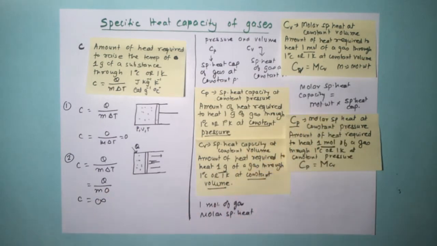In the next video on specific heat capacity of gases, we will discuss how Cp and Cv are related to each other, which one of them is larger, and we will also look at the relationship between Cp and Cv, which is known as Mayer's relation.